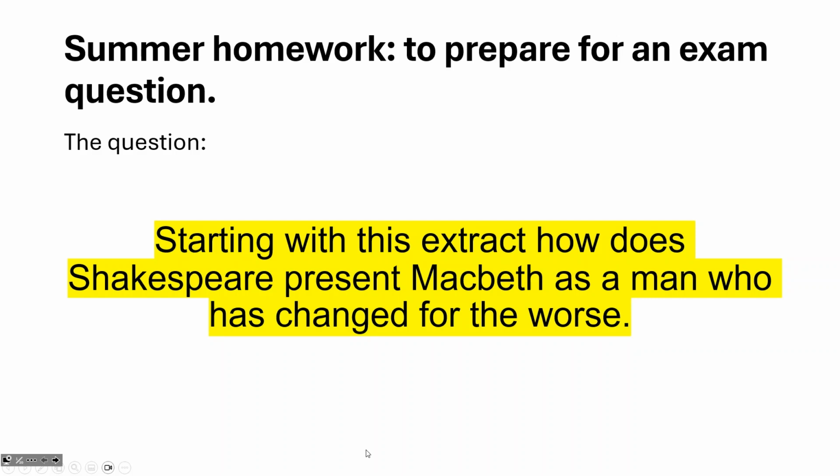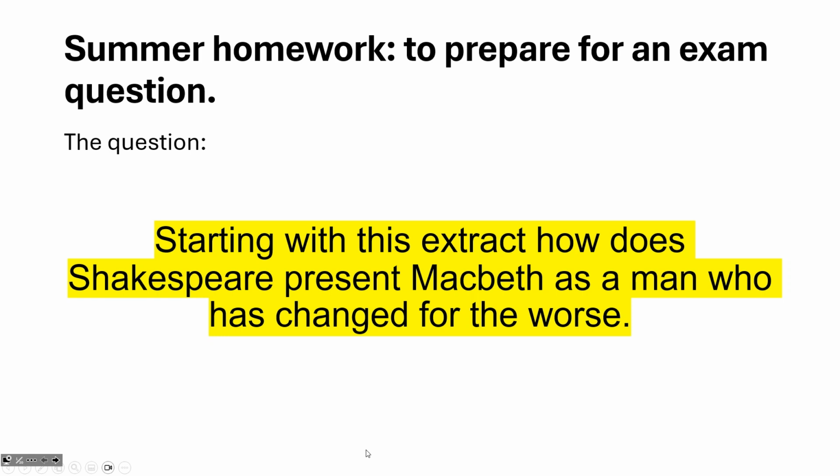And your summer homework is to prepare for an exam question. We'll be answering a Macbeth question shortly after coming back in September, in one of your first lessons. We'll have one preparation lesson where you need to bring all of the notes that you do for your summer homework task to the lesson.